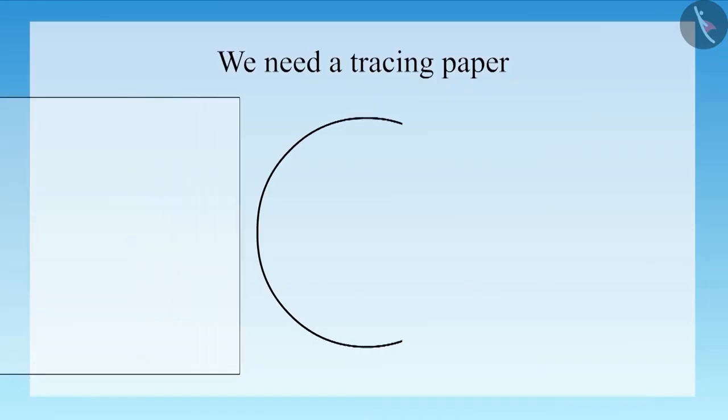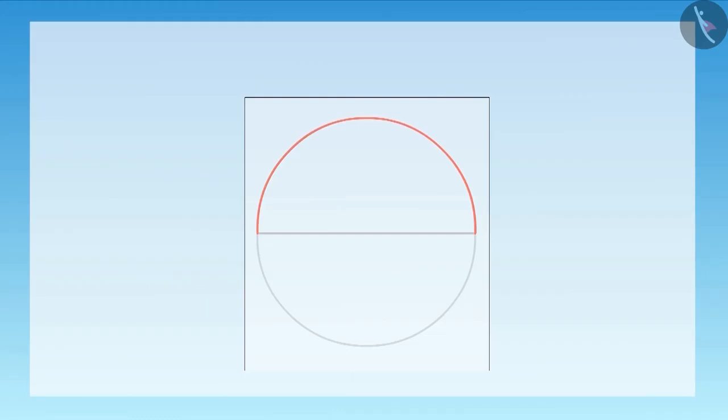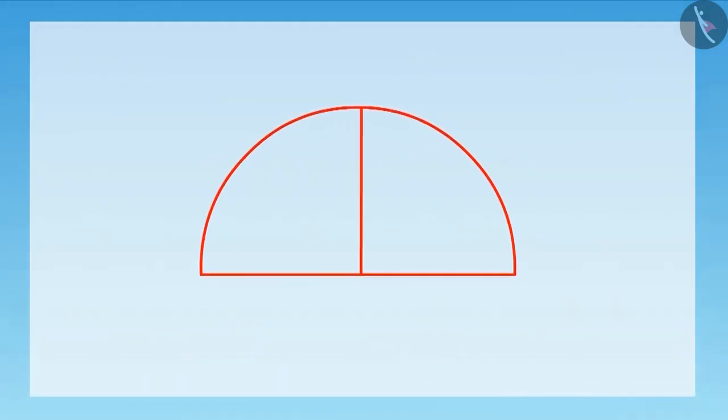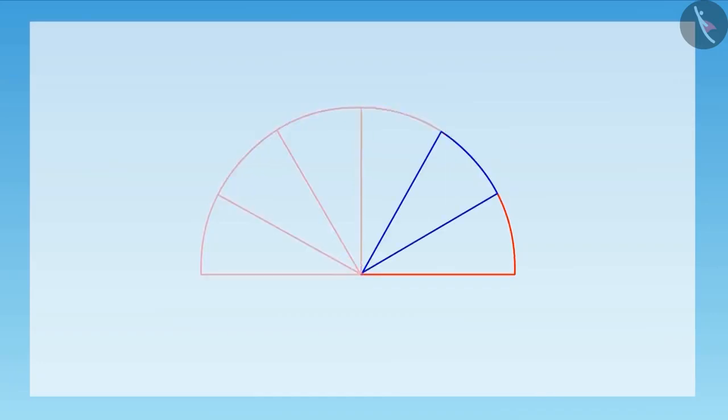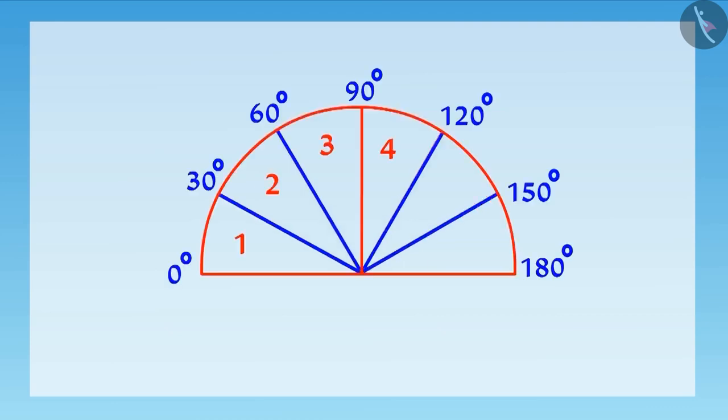First, take a tracing paper through which we can see across easily. Now make a semicircle, that is a half circle, on that paper. Divide that semicircle into two equal parts. You can see that 90-degree and 0-degree angles are being formed here. Now divide both the halves of the semicircle into three equal parts. So there will be a total of 6 parts of the semicircle.